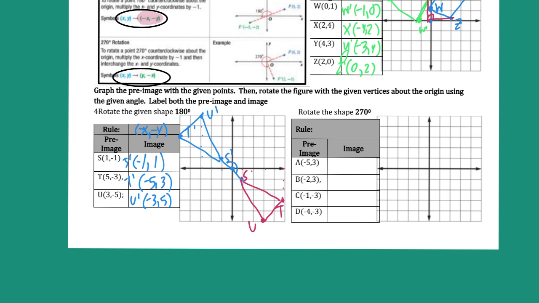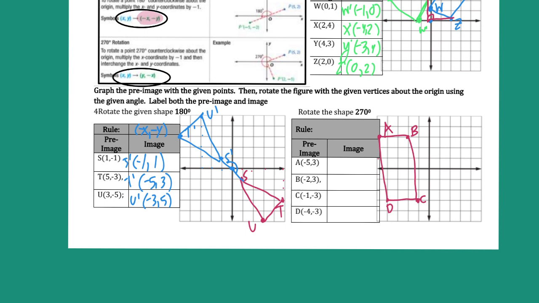Now, if we want to go 270, we expect that it looks like quite a move from its pre-image, doesn't it? So let's try this. If you plot A to be -5 and then 3, it's kind of infringing on its space, but oh well. -2 and then 3, that's B, and then -1, -3, that's C, and then D is -4 and then -3. Okay, so we've got a quadrilateral. Looks like it's probably a parallelogram.